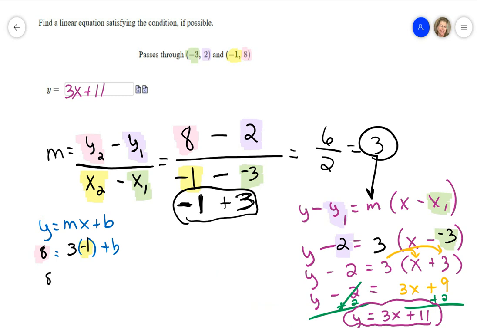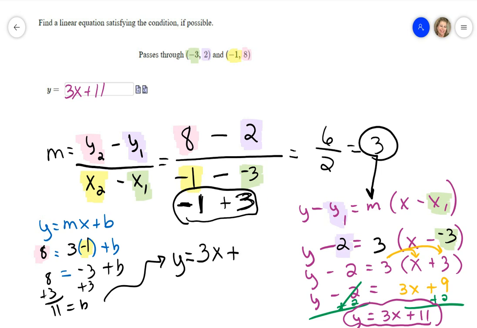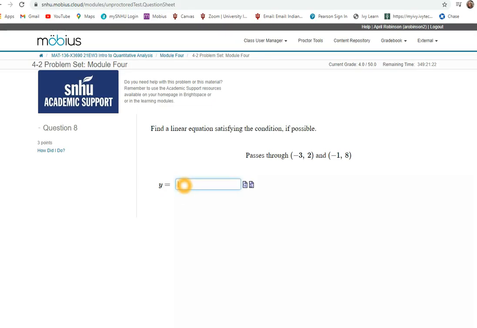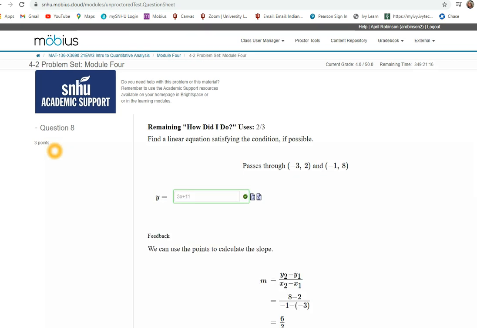So what I have here is 8 equals 3 times -1 is -3 plus b, and then I would add the 3 over, and there it tells me that b is equal to 11, but then I'd have to go back and rewrite the whole thing and say y equals, what was m? M was 3, x plus b I just found to be 11, and it's the same answer. And for any of you doubting Thomases out there, I'm coming back here and typing 3x plus 11. And then my how did you do? And I got the green. Woohoo!